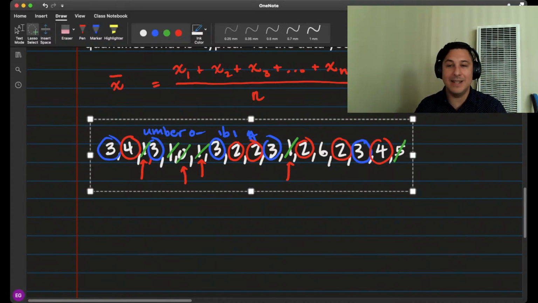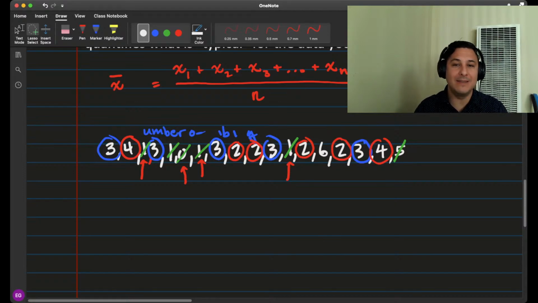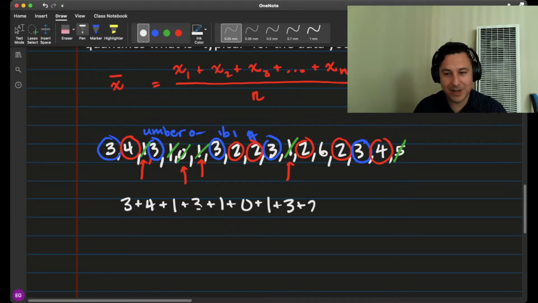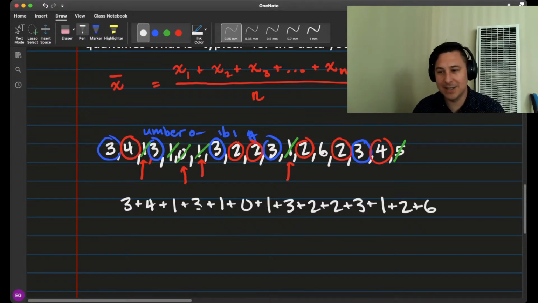Okay, so let's calculate the mean for all of this. To calculate the mean, you literally need to add up all these numbers. So you're going to do 3 plus 4 plus 1 plus 3 plus 1 plus 0 plus 1 plus 3 plus 2 plus 2 plus 3 plus 1 plus 2 plus 6 plus 2 plus 3. I sound like I'm singing really horribly. Plus 4 plus 5.